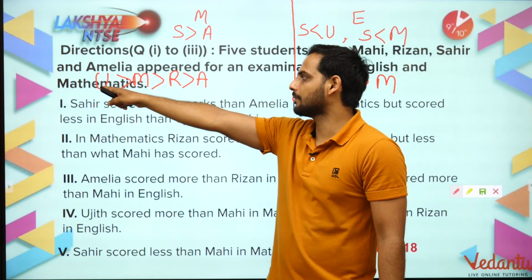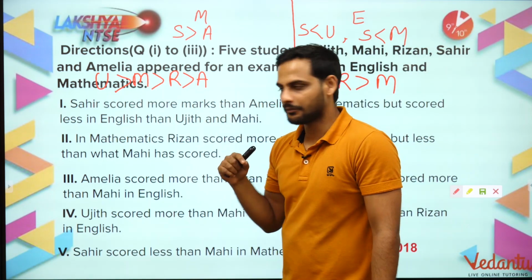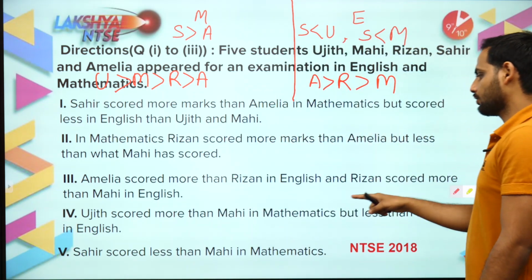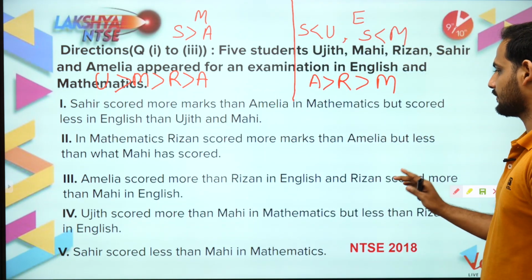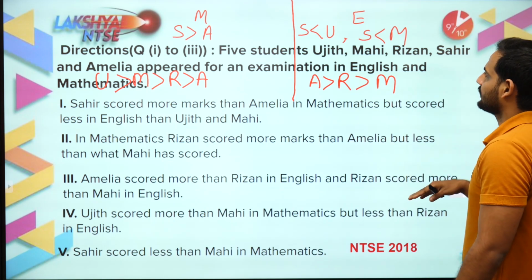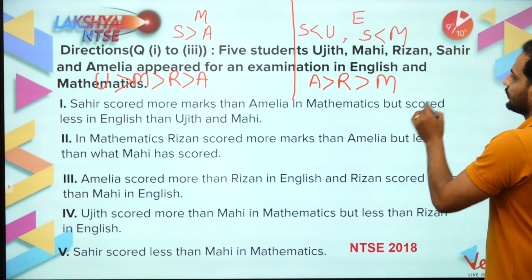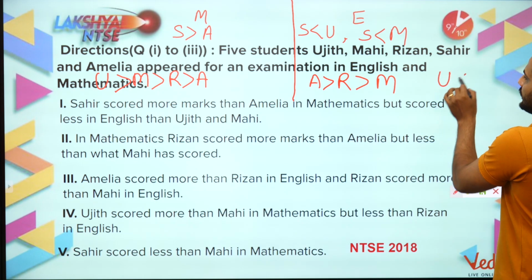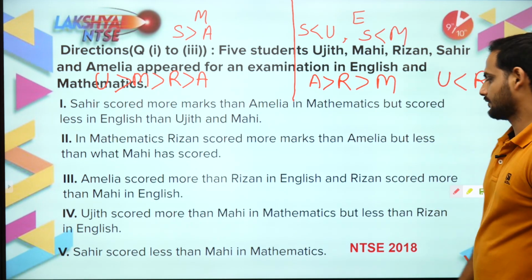So if Ujit is more than Mahi, he is more than Rizan and Amelia as well. Ujit scored more than Mahi in mathematics, but less than Rizan in English. Okay, so less than Rizan. Ujit is less than Rizan in English.